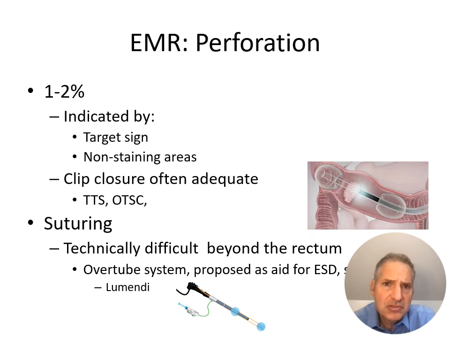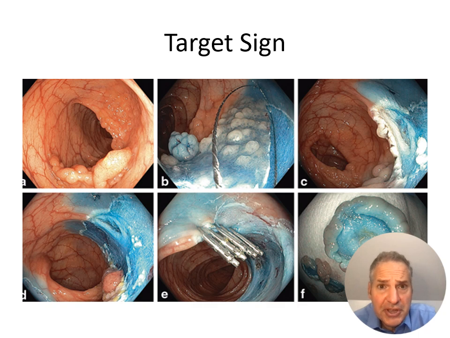Perforation may occur in approximately 1% of cases, and when recognized during the resection, this can frequently be treated with endoscopic techniques, including through the scope clips and over the scope clips. Suturing can be used typically only in the rectum due to difficulty passing the device beyond this area. Here's another example of the target sign, which is the white circular defect indicating a perforation, which can be seen on the lesion as well as the wall of the resection site.